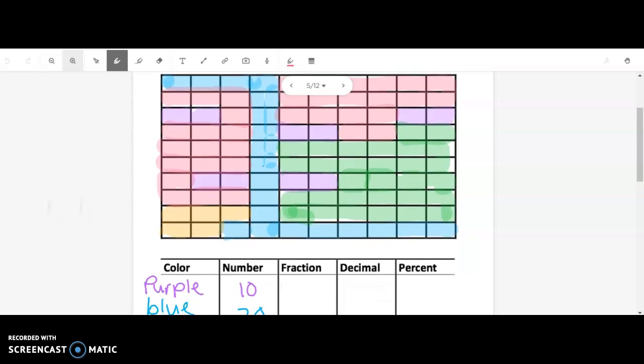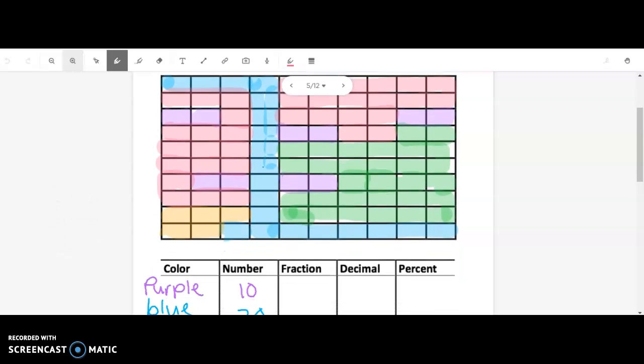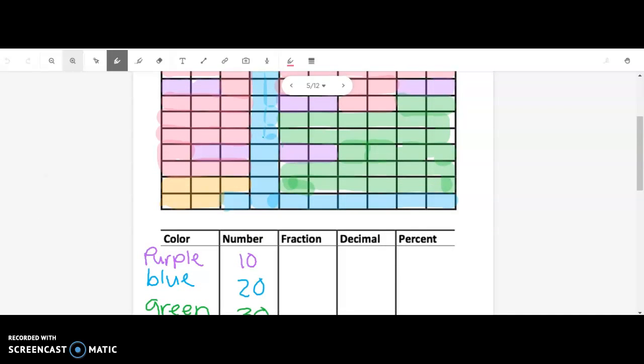And I'm going to start with purple. So in my hundreds grid, I colored 10 squares purple. So along the side here, just like I did, you're going to write what color you chose, the number of squares that are that color, and then you're going to write it as a fraction. So remember, we're talking about out of 100, so our denominator is always going to be 100. So I've got 10 out of 100 for my purple. Decimal form, 10 hundredths. Okay, so I'm going to write that as 10 in the hundredths place.